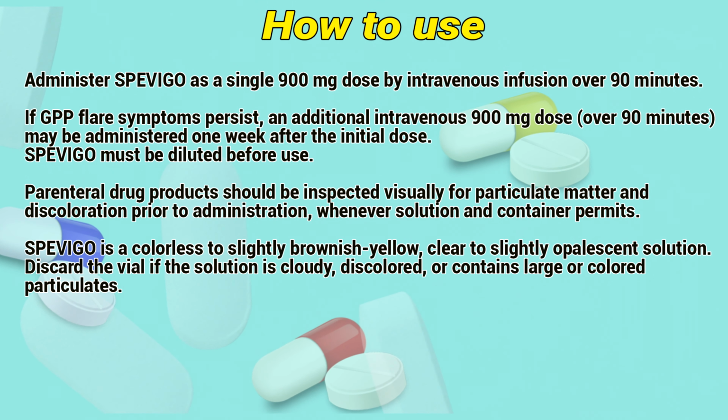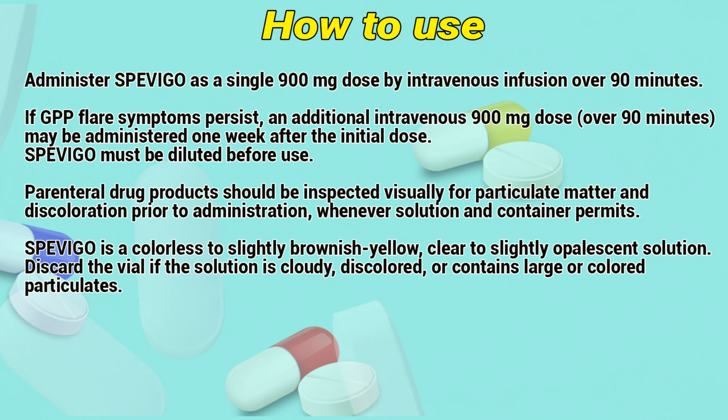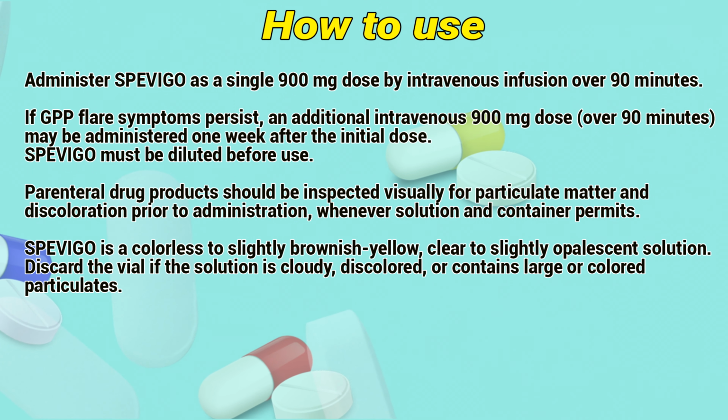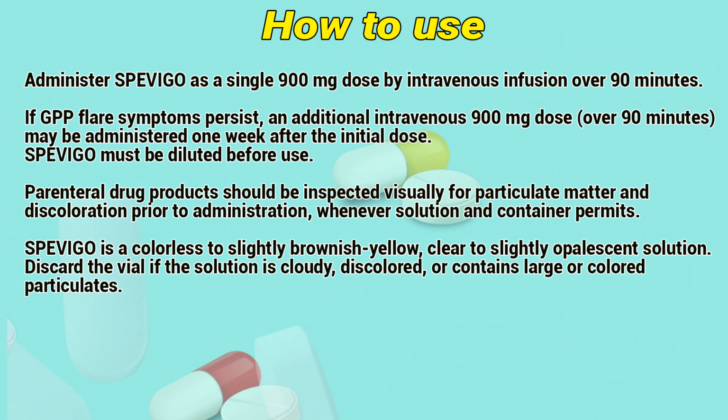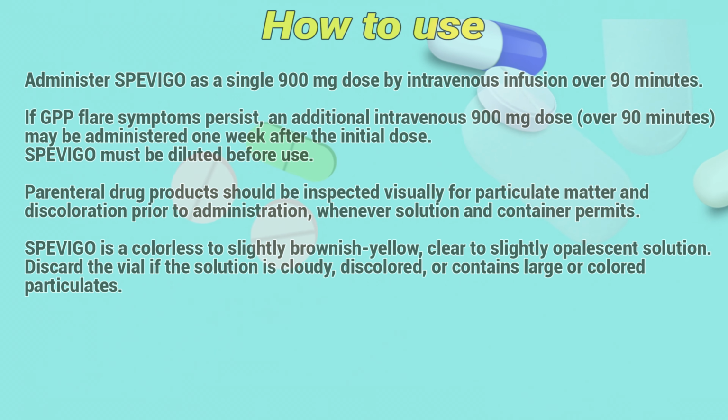Parenteral drug products should be inspected visually for particulate matter and discoloration prior to administration whenever solution and container permit. Spevigo is a colorless to slightly brownish-yellow, clear to slightly opalescent solution. Discard the vial if the solution is cloudy, discolored, or contains larger or colored particulates.